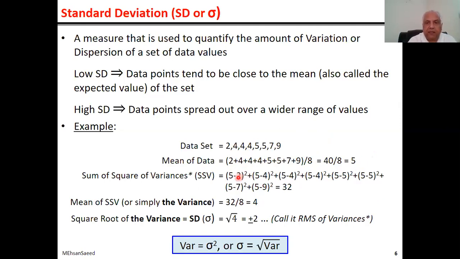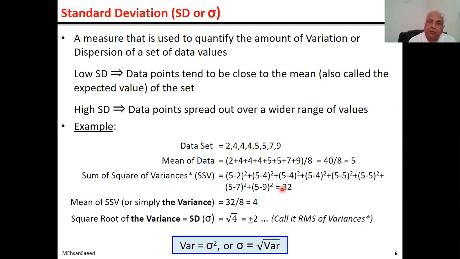So here we have taken the variance of each number with respect to the mean, which is 5. We take its square and then sum it. 5 minus 2 is the variance, then we square the variance. That is why it is called the square of variances, and what we are doing is taking the sum of square of variances, abbreviated to SSV. And this figure comes to 32. Then we take the mean of the sum of square of variances. This is also referred to, in very simple terms, as the variance.